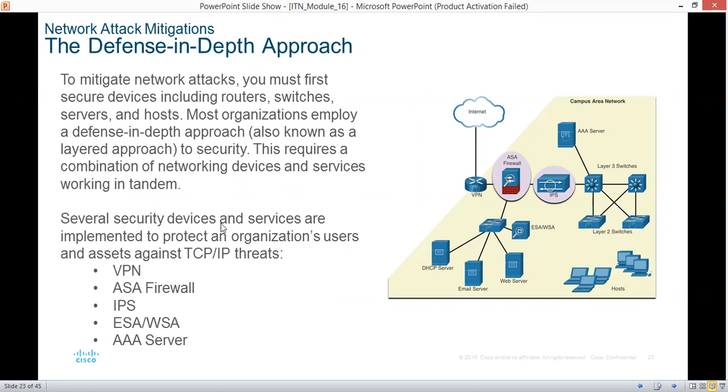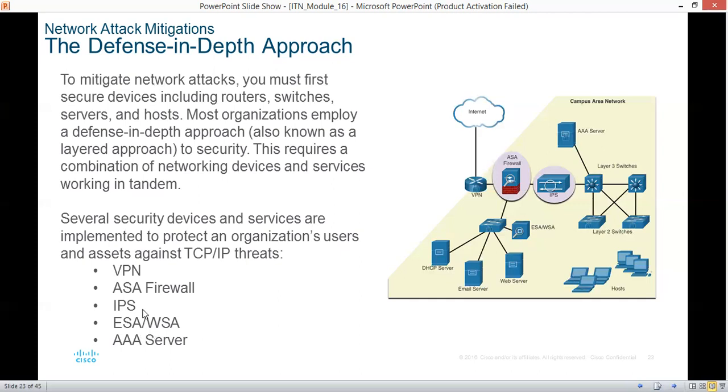Several security devices and services are implemented to protect an organization's users and assets against TCP/IP threats. One is the VPN, then a firewall. I don't know how many of us have actually used a Cisco firewall before. Nobody? Not really. Okay, and then the IPS, ESA, WSA, and the AAA server.